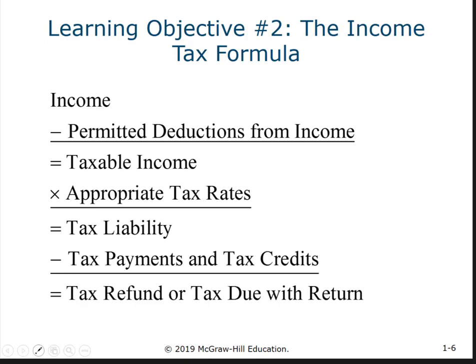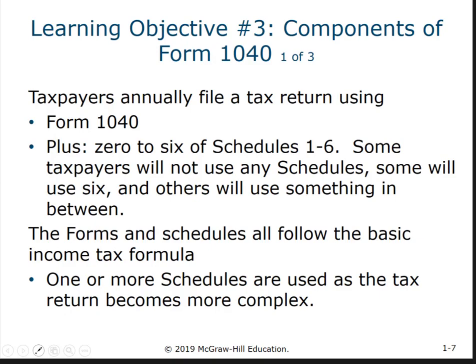Now, an important distinction here is this income is done primarily for each individual separately. So we don't file and do this calculation as a family group or things like that, at least on the individual side. We file a Form 1040. There are no 1040 EZs or 1040 As like there used to be. There's only one form, and then the Schedules 1 through 6 you use depending on how complicated your return is.